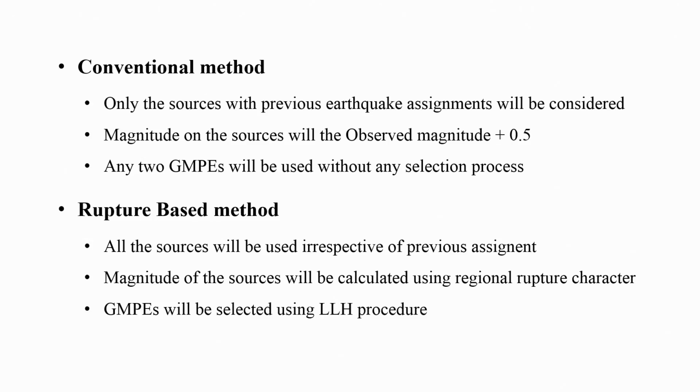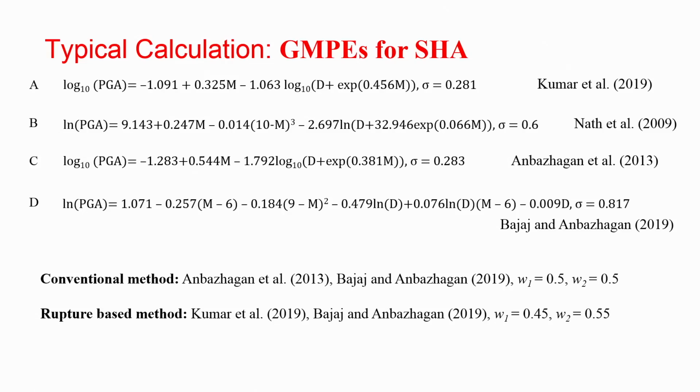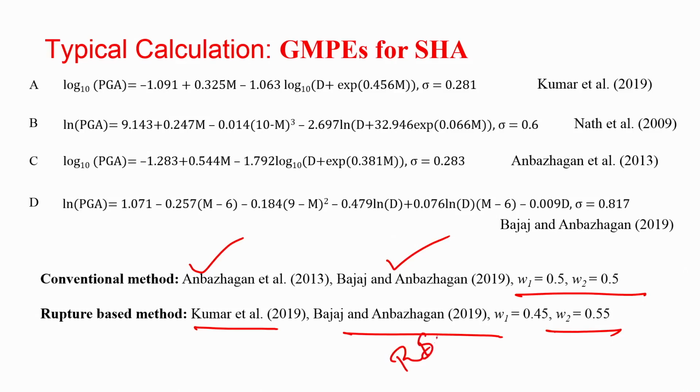Then we will take the GMPs known to us and try to estimate the PGA. As I told you, we have taken 4 GMPs, which we discussed in the ranking previously. In the conventional method, I will take whichever GMPs I feel are more suitable. For example, since I believe that my equations are good, I take both of them and give equal weightage to estimate the hazard values. But if you do it systematically and select GMPs according to the LLH approach, you will end up with these 2 GMPs, which is what I recommend in rupture based seismic hazard analysis. So, this is for the rupture based.